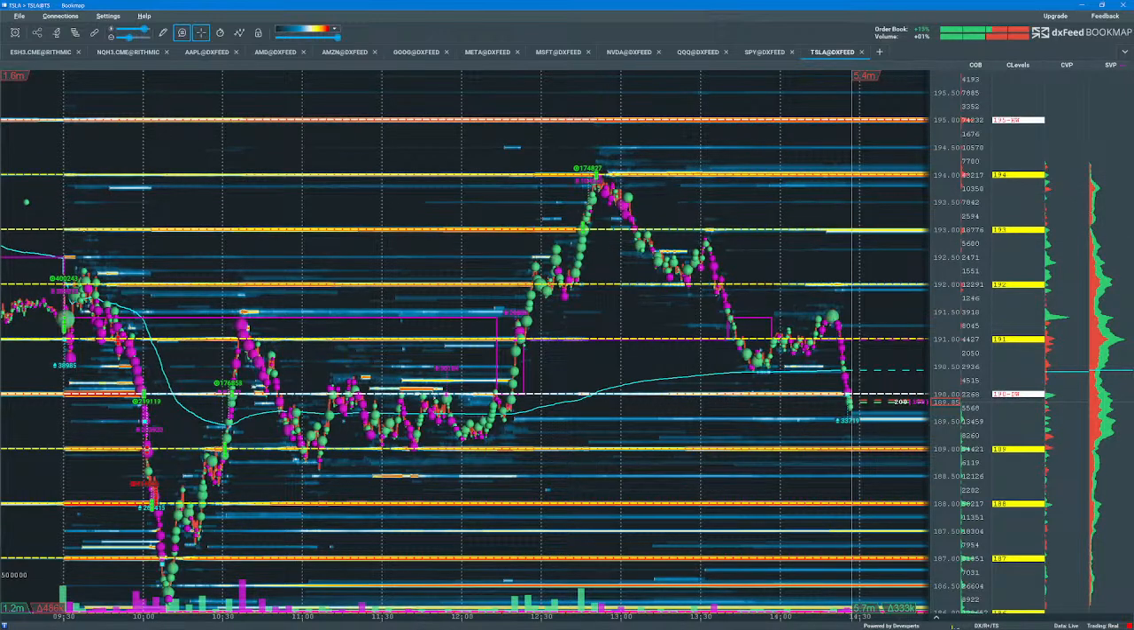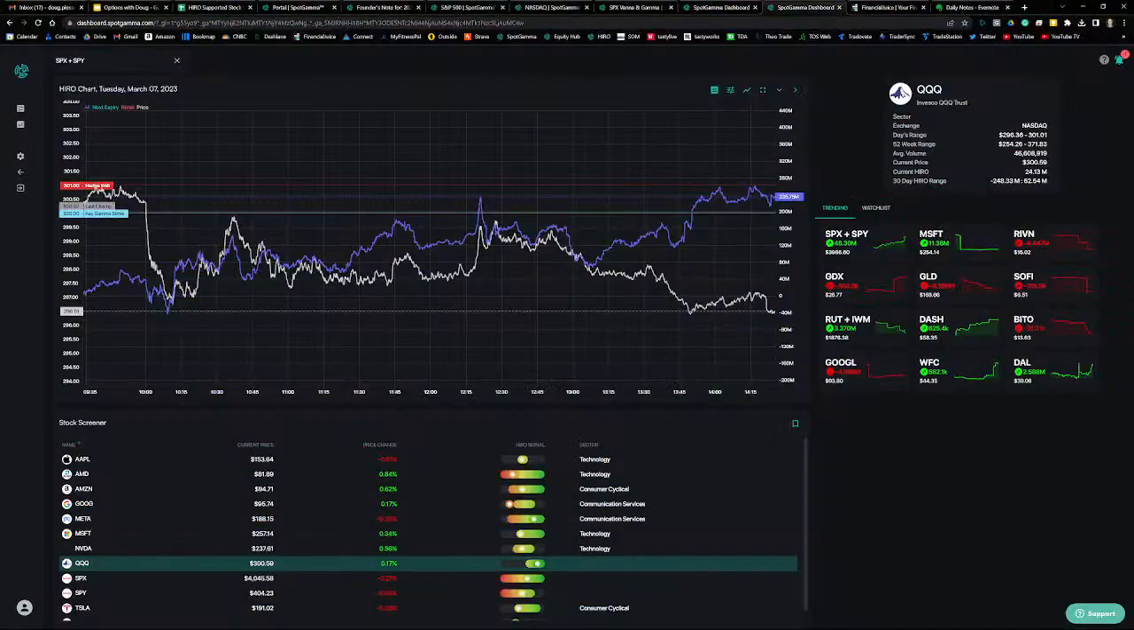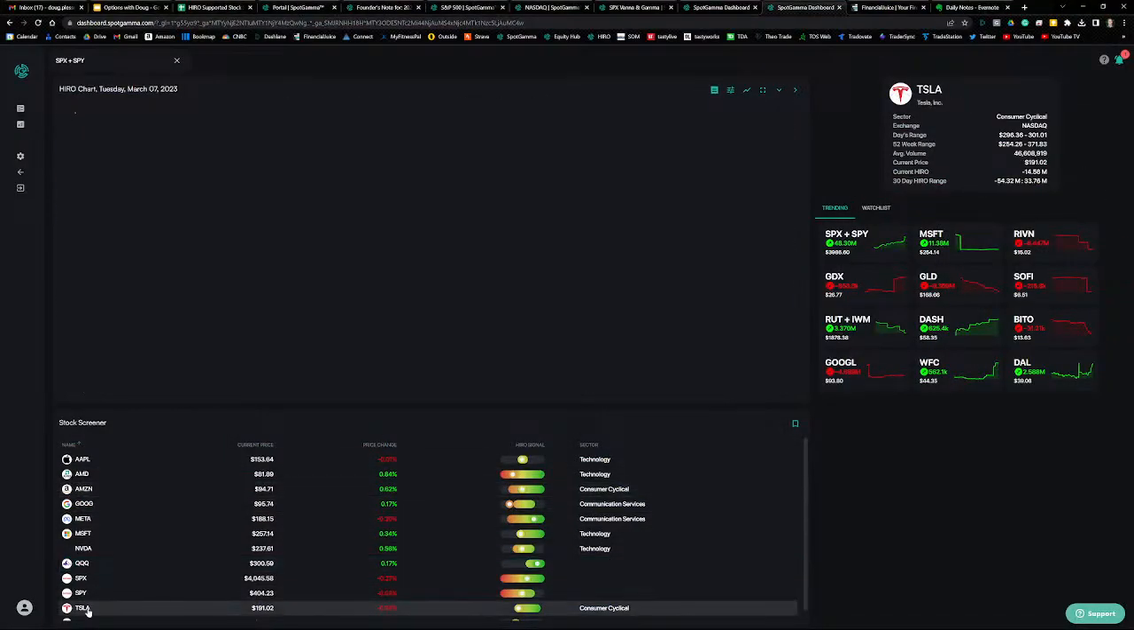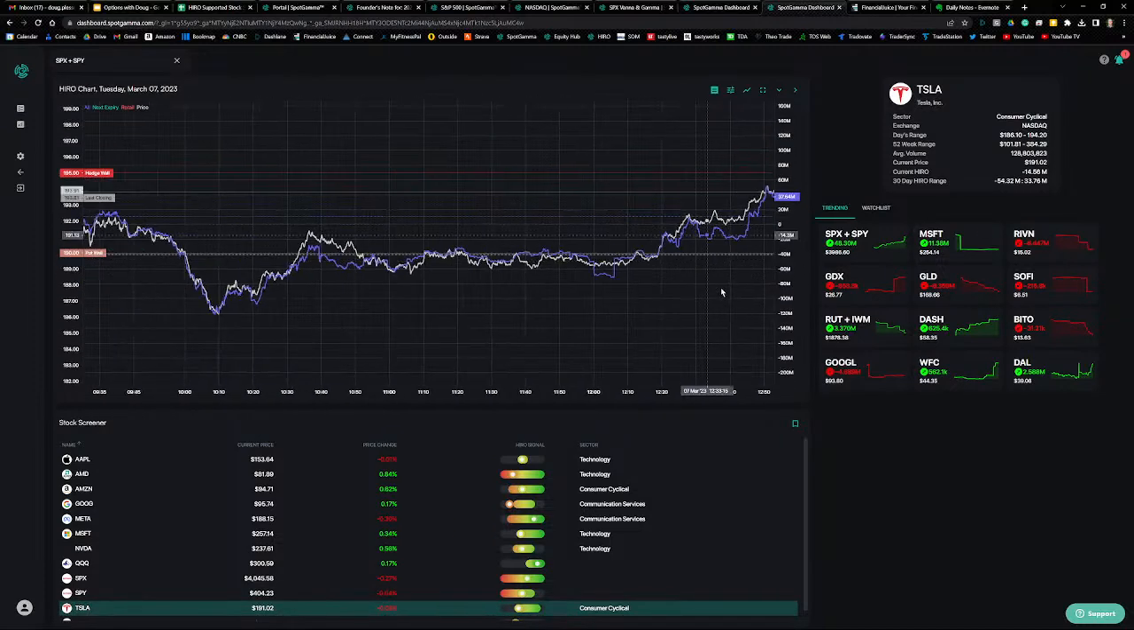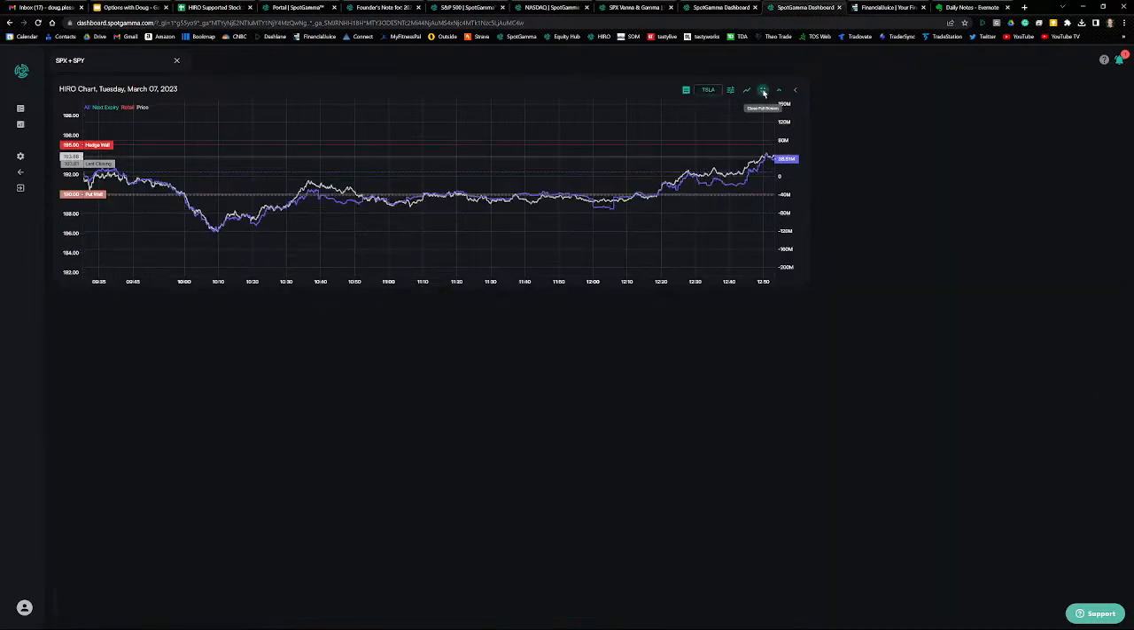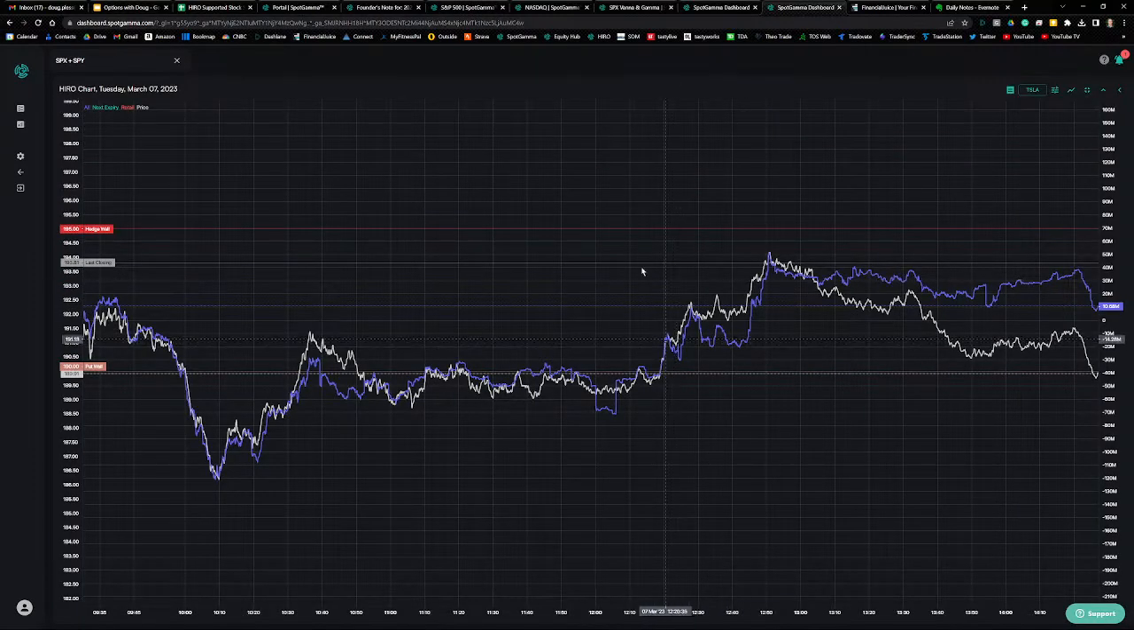First of all, let's take a look at Hero for Tesla. And Tesla, just like NVIDIA, there's a very strong correlation between hedging flow and price action for most of the day, and this is pretty typical for Tesla. And sometimes it makes Tesla a little bit difficult to trade.